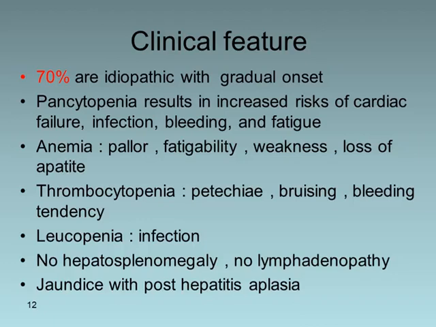Anemia will cause pallor, fatigability, weakness, and loss of appetite. Thrombocytopenia causes petechiae, purpura, and ecchymosis with bleeding anywhere. Leukopenia leads to infection. Very important, there is no hepatosplenomegaly and no lymphadenopathy. Jaundice may be noticed with post-hepatitis aplasia.